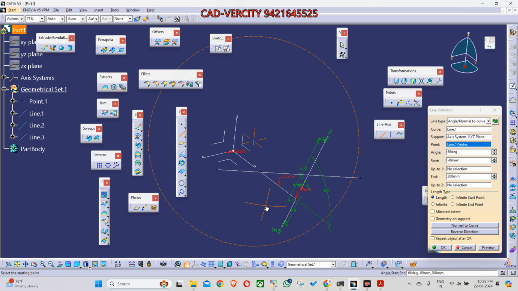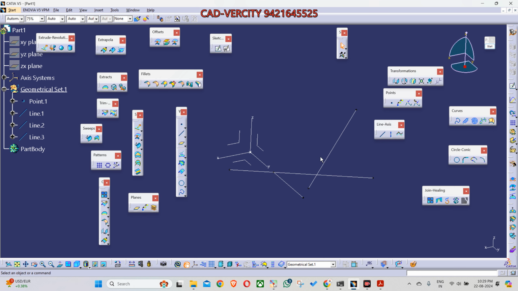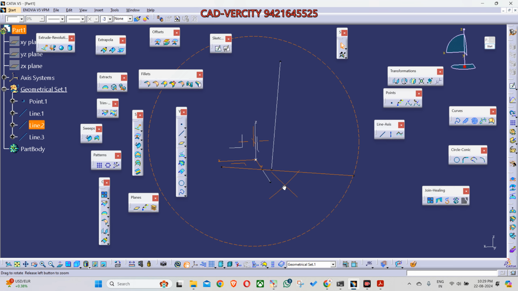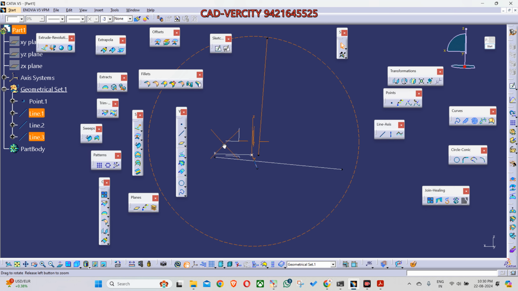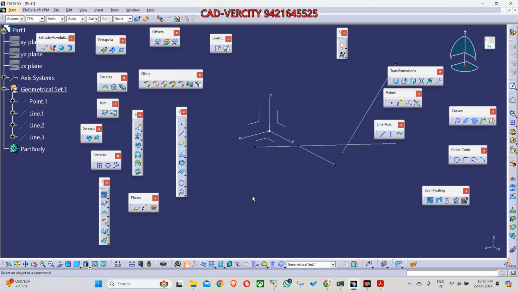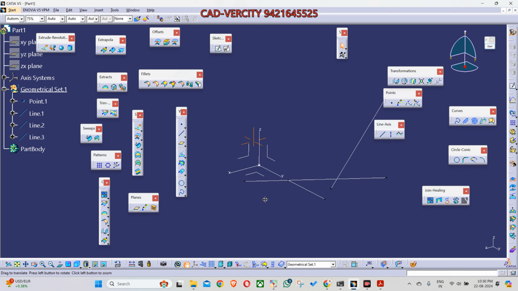What is the use of support? See, can you see this line is in this plane and this line is in this plane? Yes, coplanar. And this line and this line, coplanar. So this is the use of support. Got it? What is the start point? What is the angle? What is the curve you will need as input?